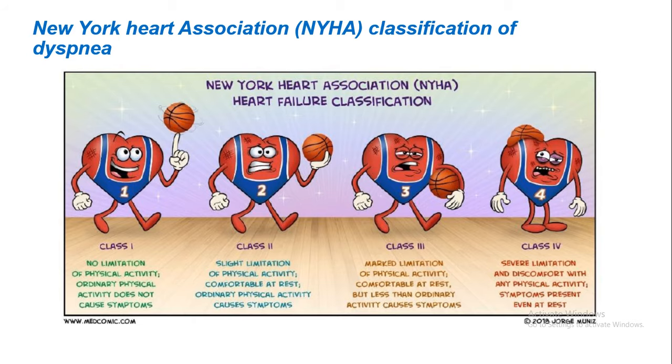Then NYHA class 4, the patient is dyspneic at rest. The patient comes to the clinic or to the ER, he is dyspneic at rest without any form of exertion. Okay, so the only patient who has dyspnea at rest is the patient with dyspnea NYHA class 4. This is the most severe form of dyspnea.